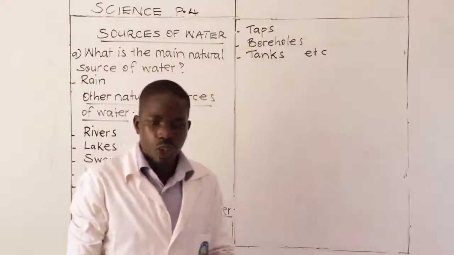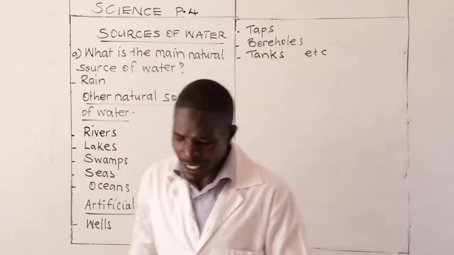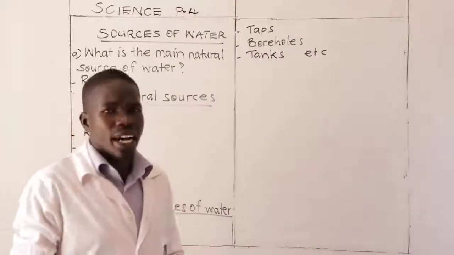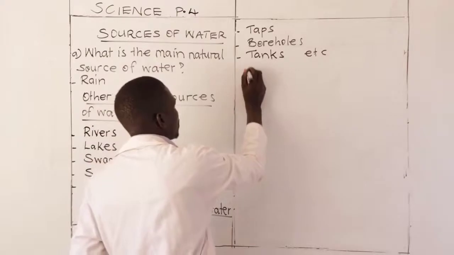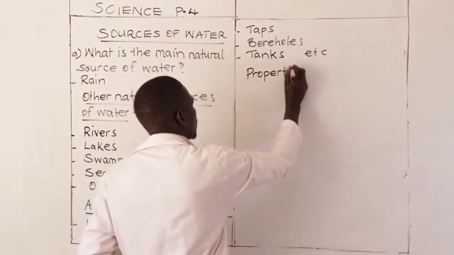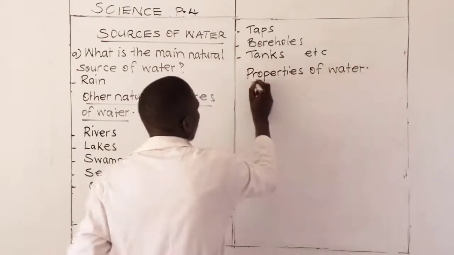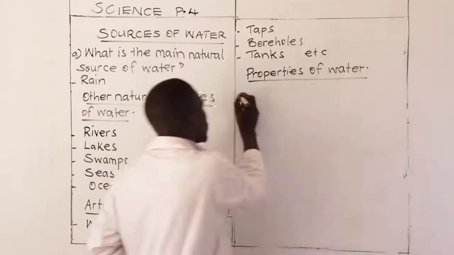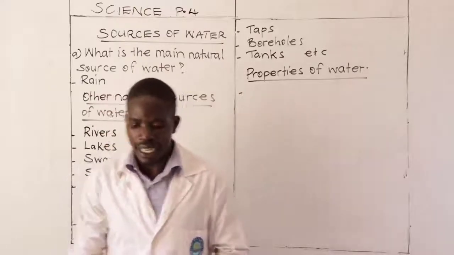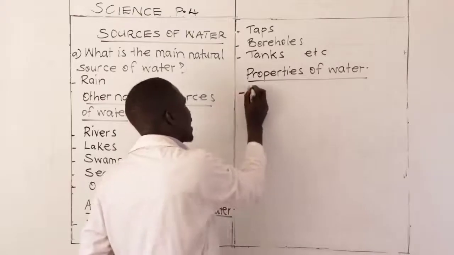They are very many. So after looking at the sources of water, let us look at the properties of water. We cannot look at all the properties, but we can look at just a few of the properties which are there. One, water has no color, meaning water is colorless.